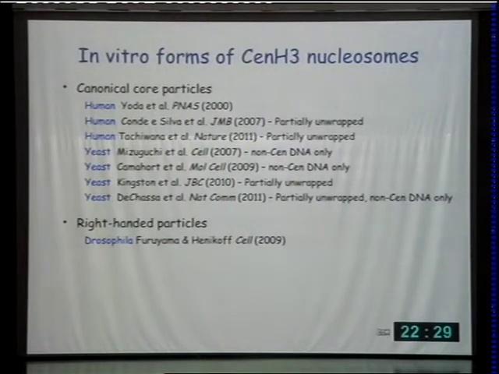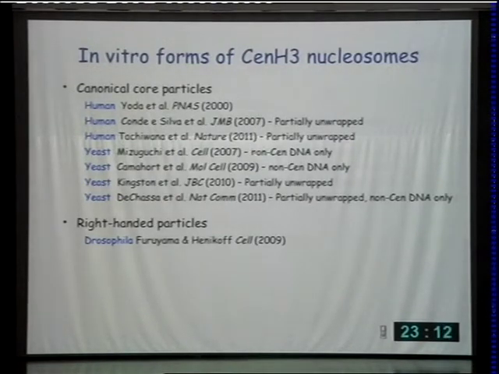However, I should point out that that's in vivo in yeast, but in vitro, you get a very different picture. Several papers have shown you get canonical core particles in vitro by reconstitution, some in humans, some in yeast. And Ramin showed a high-resolution structure of an ordinary-looking core particle. However, it's only wrapped by 121 base pairs, so it's partially unwrapped. That partial unwrapping is quite interesting because it implies that inherently that particle is less stable than a fully wrapped particle, a point I'll get back to at the end.